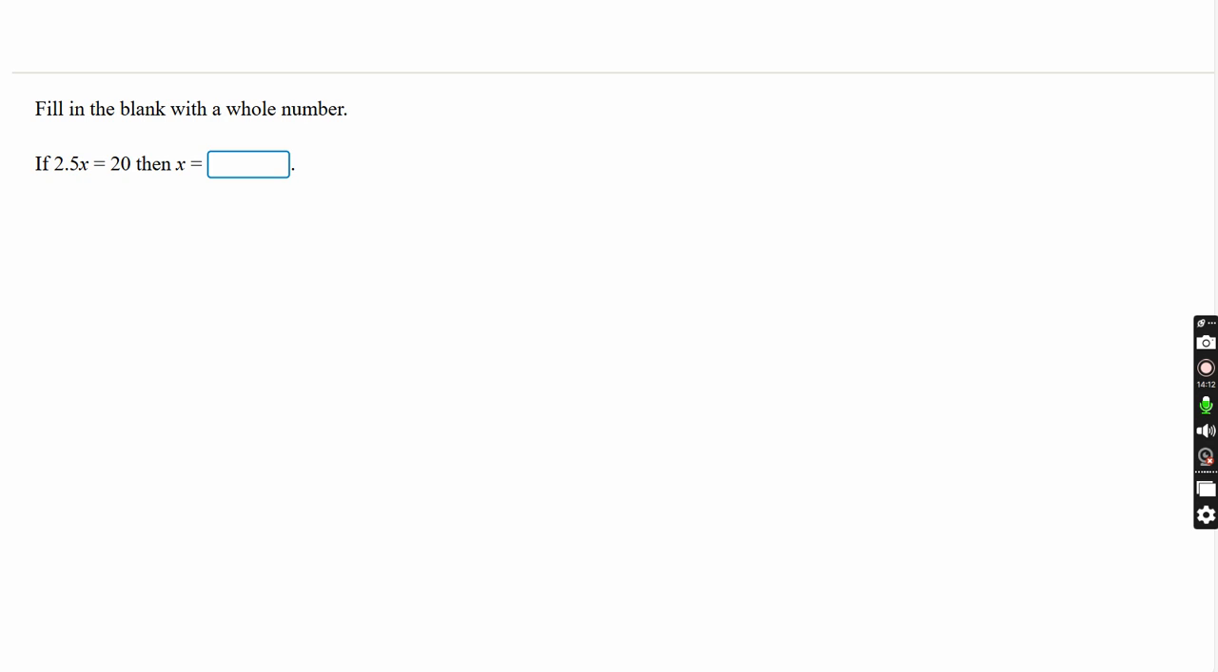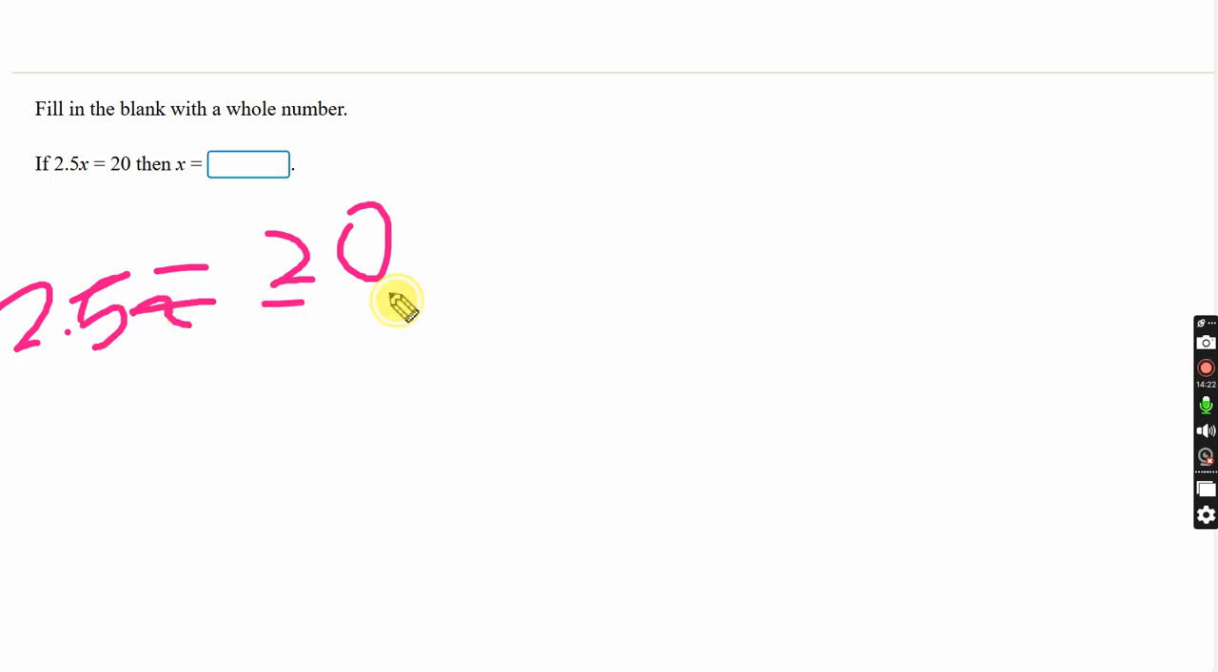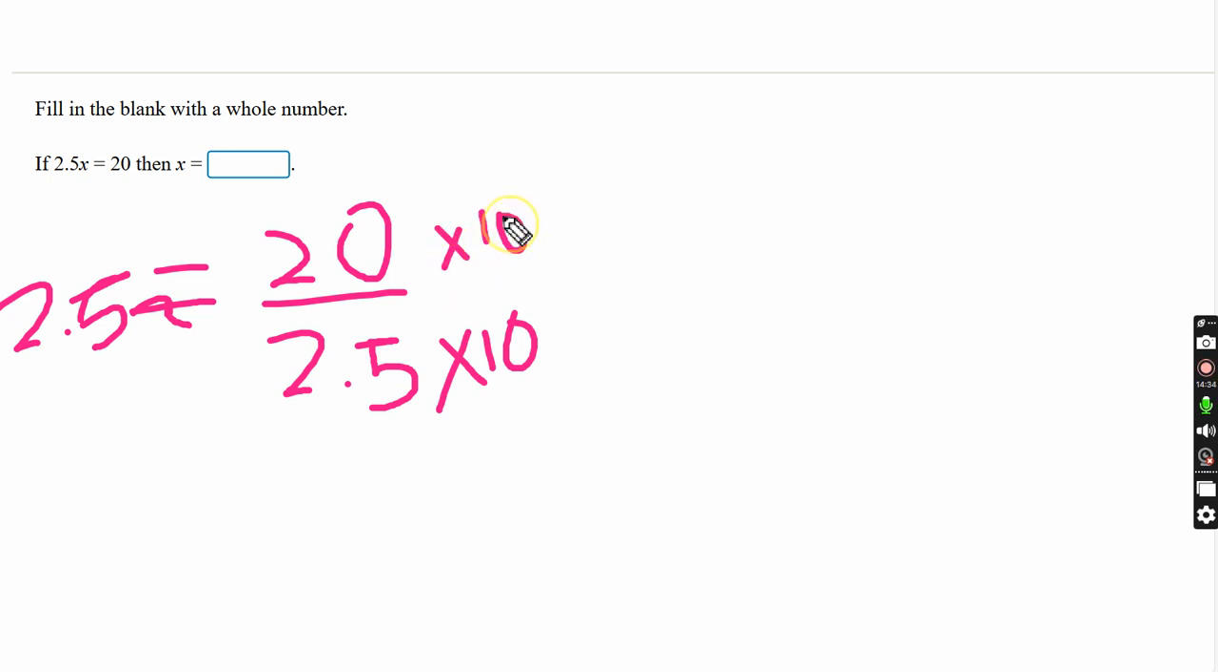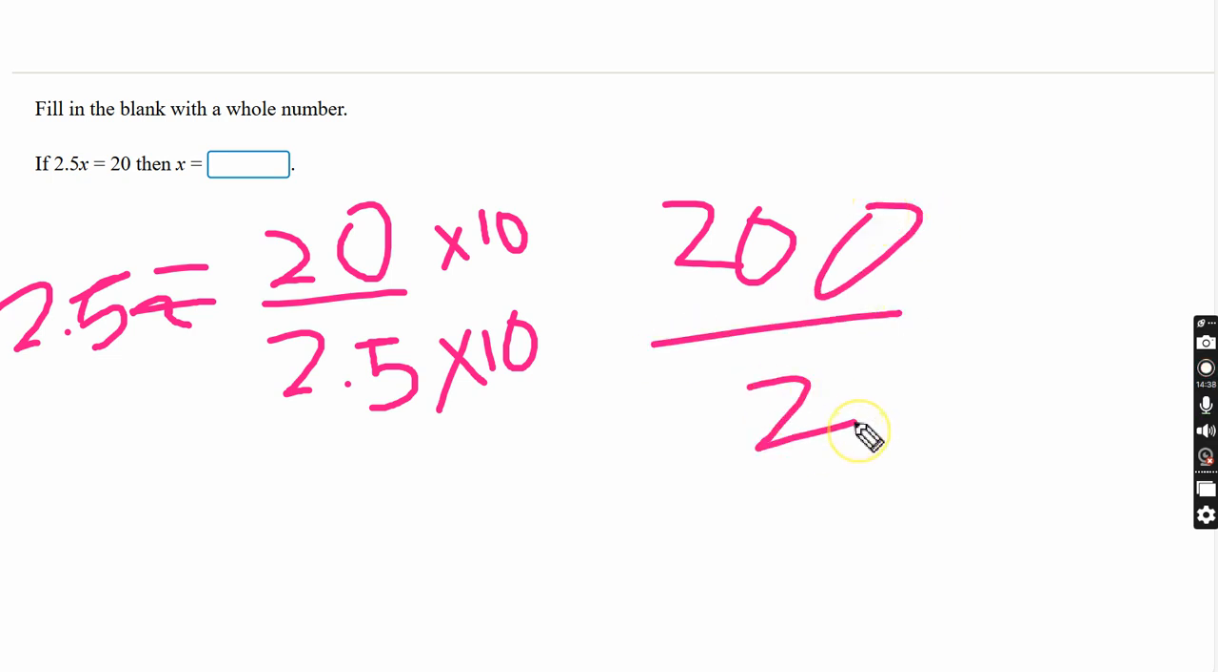Okay, again, we take the same thing here. We have 20 equals 2.5x. We take the 2.5 to the bottom. Now remember, you can never divide by a decimal number in the denominator. So you multiply here by 10, you multiply here by 10. You get 200 divided by 25.